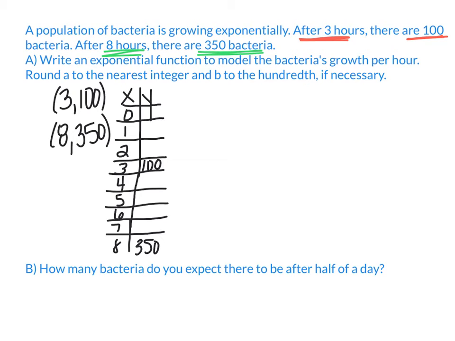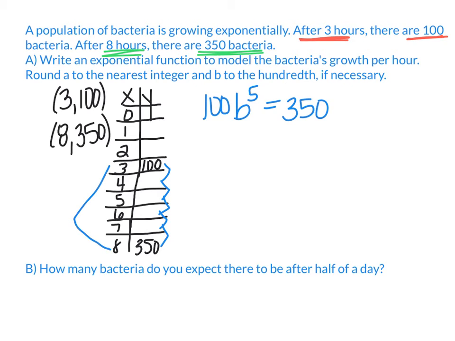So we know that when you were at 100 bacteria, you multiplied by something 5 times, 5 jumps in the table, to get to where you had 350. So I can model this by writing 100 b to the 5th equals 350. If you have trouble counting in your table and you're never really sure where to start or where to end, just think about it: what is the difference between the 2 x values that you have? There are 5 time periods of 1 hour between there, which is why we're doing b to the 5th. So now we just have to solve this.